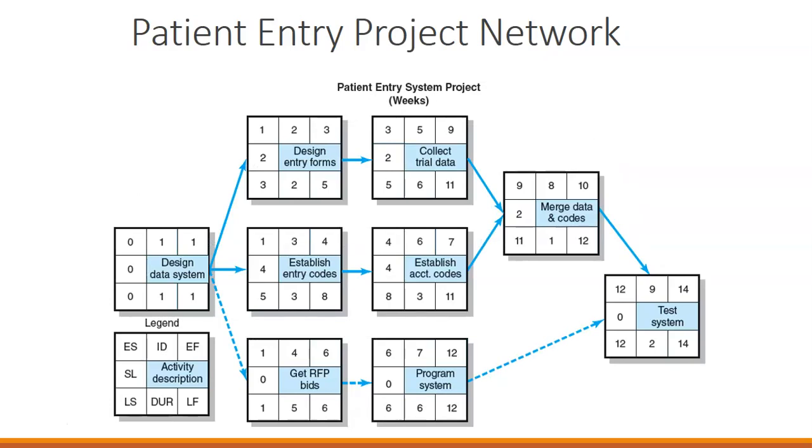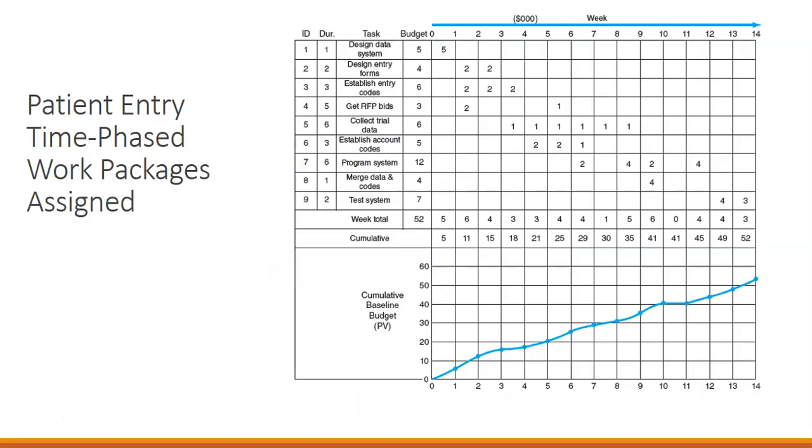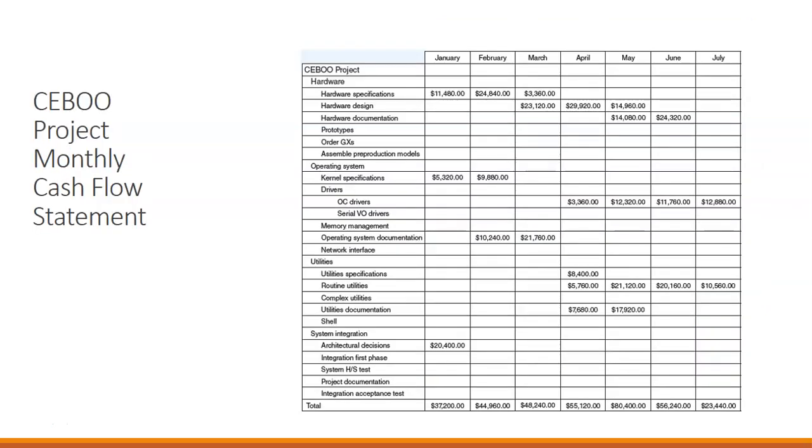We have a project network plan here, and we're going to look at this project network plan as it gets assigned to its time-phased work packages. Once we have these time-phased work packages, then we're going to assign its budget costs. So now we have a project monthly cash flow statement that has been assigned based on the project's actual project network and not its total cost and total duration. Instead we're looking at what work is being done at what time and how much cost occurs.